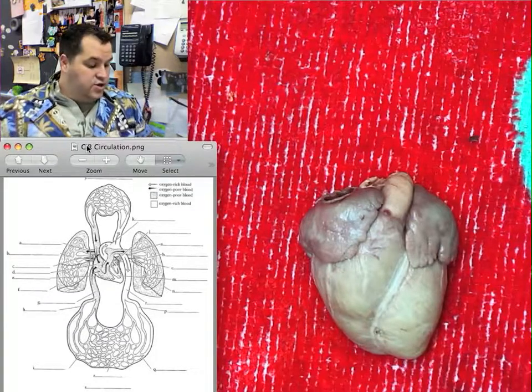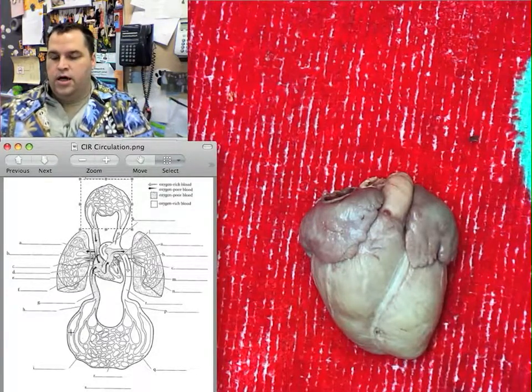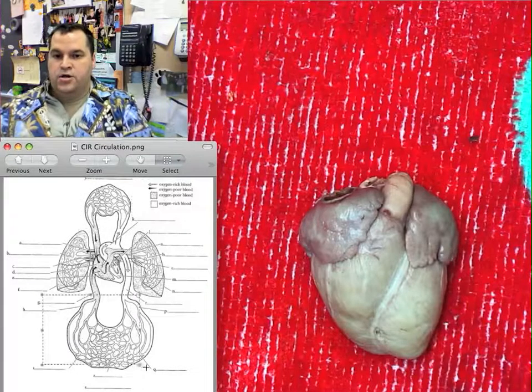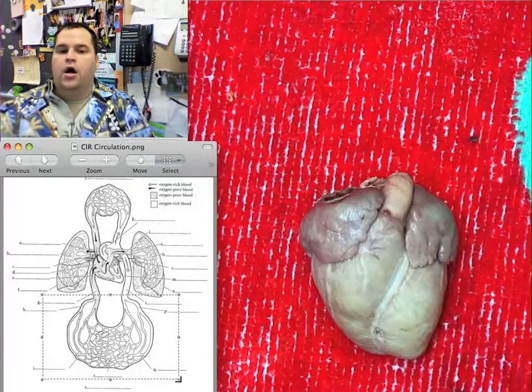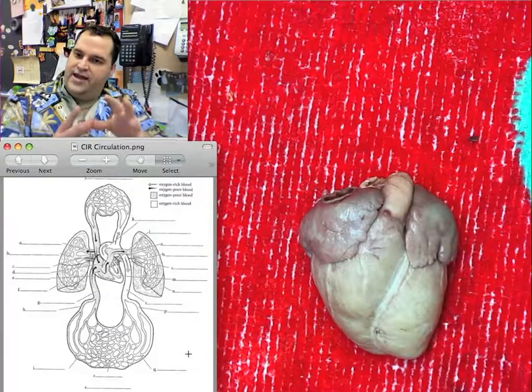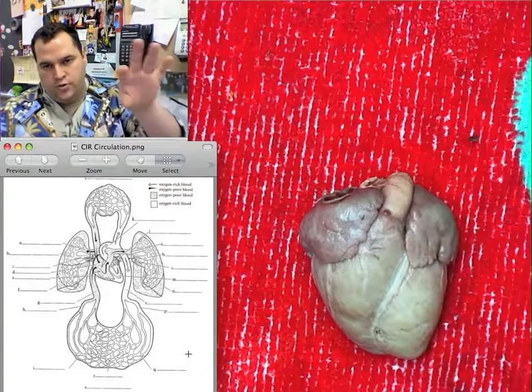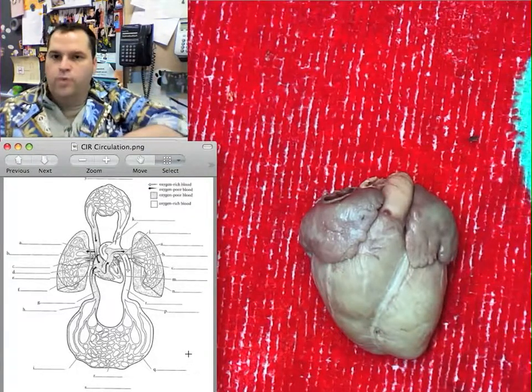Systemic circulation is all of this other stuff. That's cranial systemic circulation. This is caudal systemic circulation, so that we are taking that oxygen-rich blood, sending it to the body, and bringing that carbon dioxide-rich blood, or oxygen-poor blood, back.